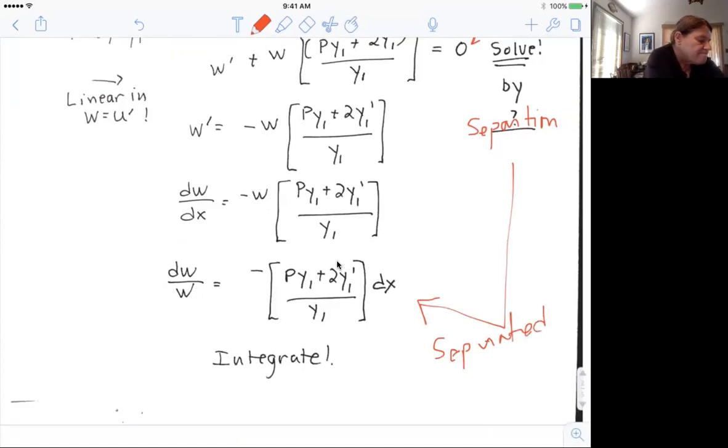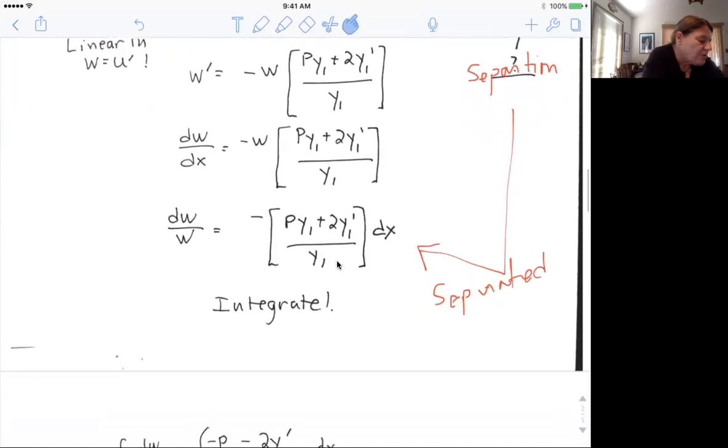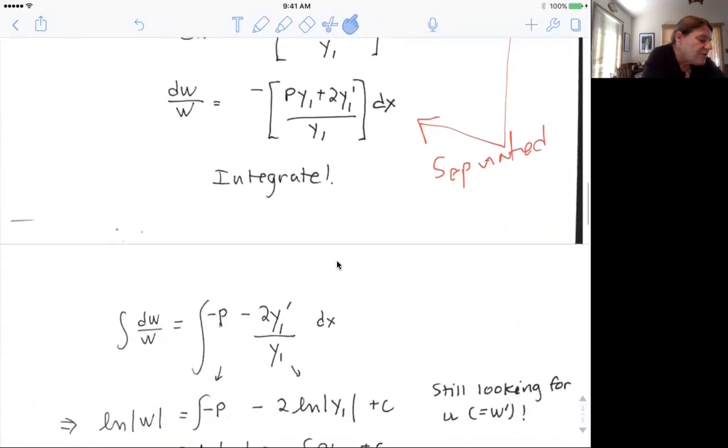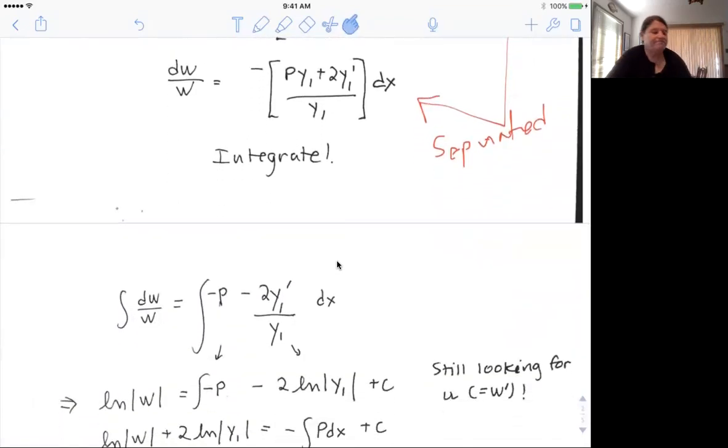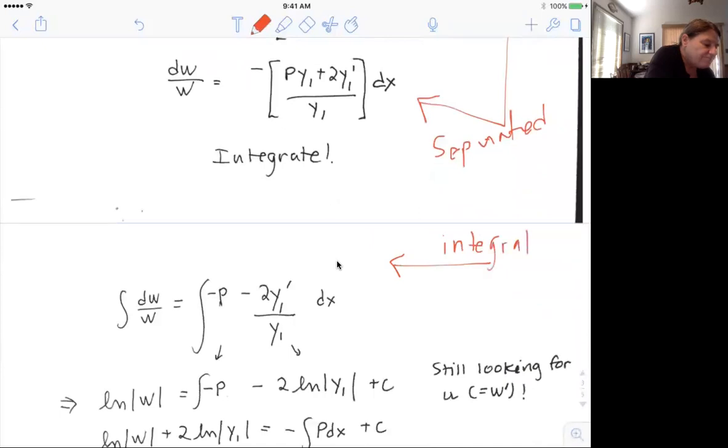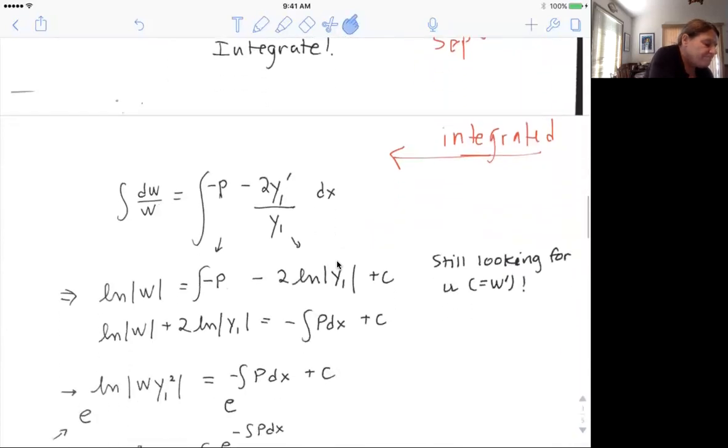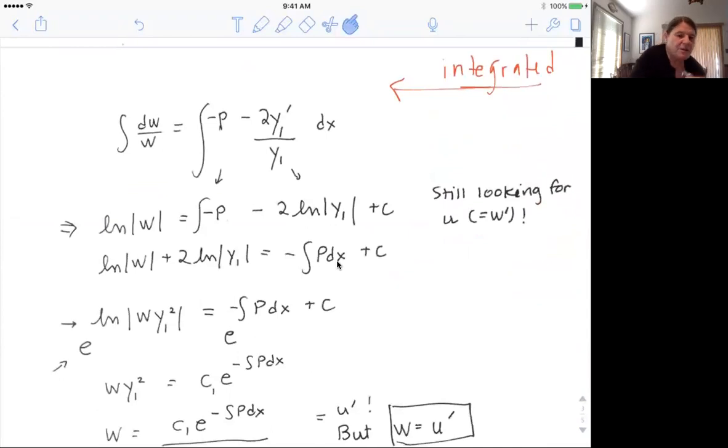Okay, so let me scroll it up a little bit. You know what I do when I separate? I just integrate. That's what I did right here. I integrated. All right, when I integrate the left-hand side, I'll just get the natural log of W, because it was dW over W. That's the natural log of W.